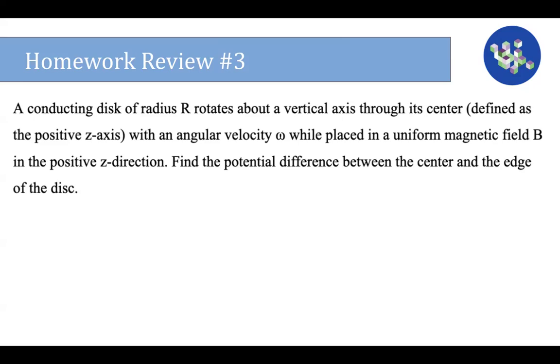Yeah, sure. So, all right, we're given the conducting disk, a radius big R, rotates about a vertical axis through its center, with an angular velocity omega while placed in the uniform magnetic field B in the positive Z direction. Find the potential difference between center and edge of the disk.